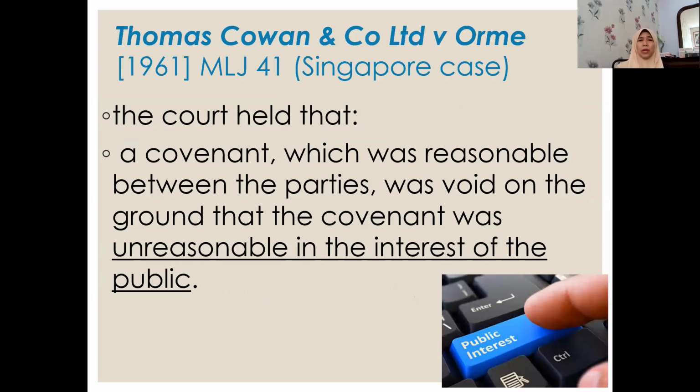The case is from Singapore, and it applies the concept of reasonableness, which is the rule under English law. The court held that in this case, a covenant which was reasonable between the parties was void on the ground that the covenant was unreasonable in the interest of the public. Because reasonableness must be measured from two perspectives. Is it reasonable between the parties? Yes. And is it reasonable for public interest? If no, then the covenant becomes void. It's not valid.